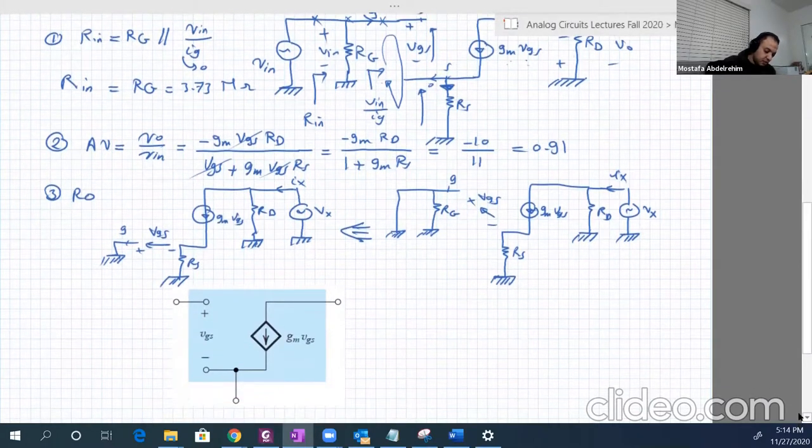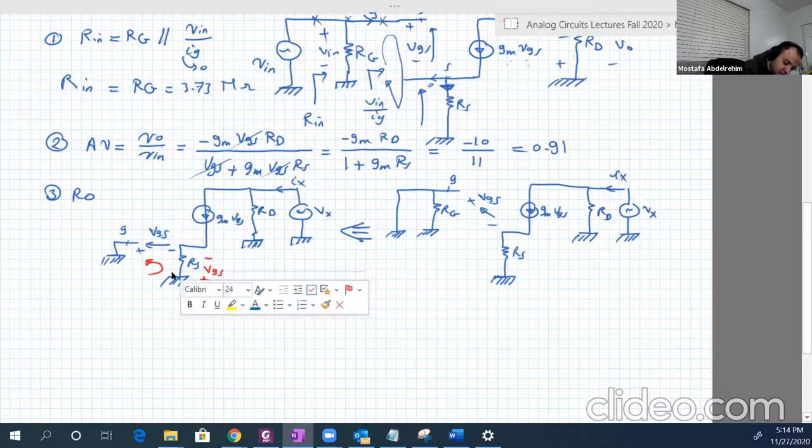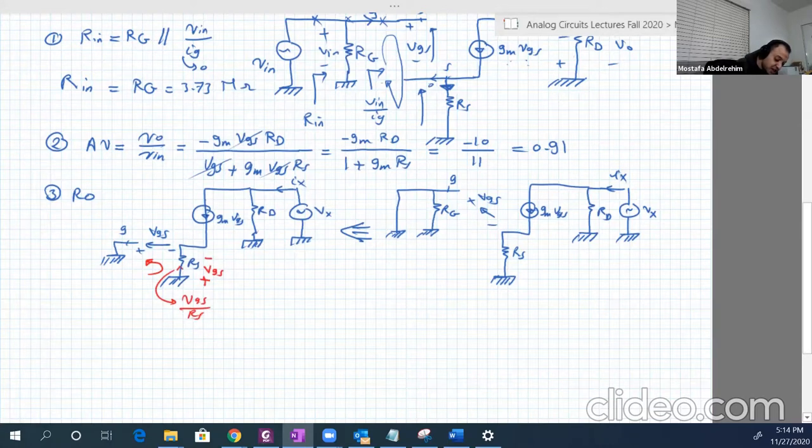If we go down, I'm going to remove this circuit here. We don't need it. So what is the voltage across RS from that loop? RS has a voltage, negative positive, which is just VGS, right? Which will produce a current in that direction. This current is equal to VGS over RS. So in this branch here, there is a current going down, which is gm VGS, and another current going up. So at that point, both currents are going into the point, so VGS over RS plus gm VGS equals zero.